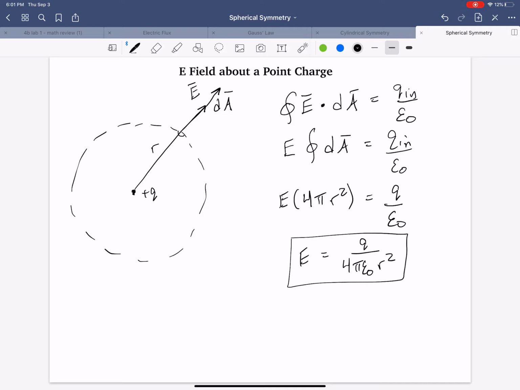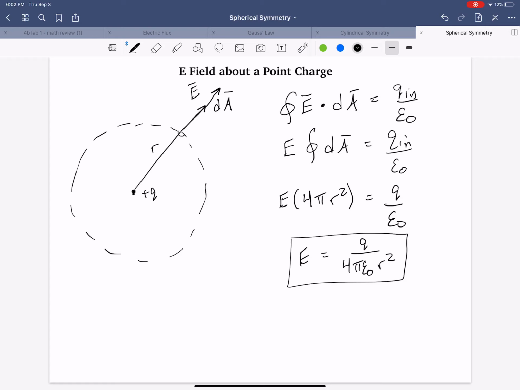What does this look like? It looks exactly like Coulomb's law, which is the electric field a distance r from a point charge. Well, this is what Gauss's law gives us in 4 lines, simply from geometry and simply from symmetry.